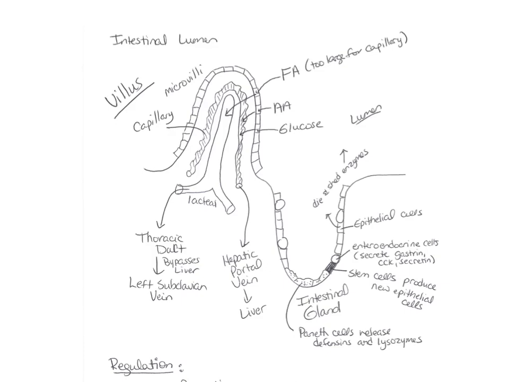The circular folds help to increase surface area for absorption, and each fold has finger-like projections on it called intestinal villi. Here's a picture of one singular villus. We call these villi the intestinal villi. The intestinal villi are lined by simple columnar epithelium. These simple columnar cells have microvilli on them that look like the bristles of a brush. So we call this the brush border.